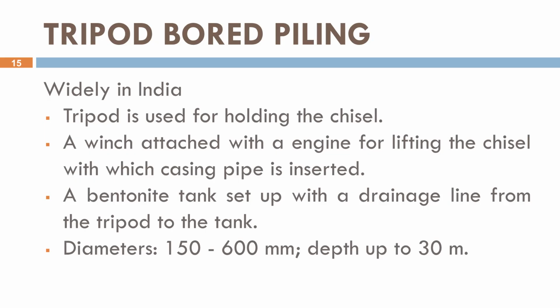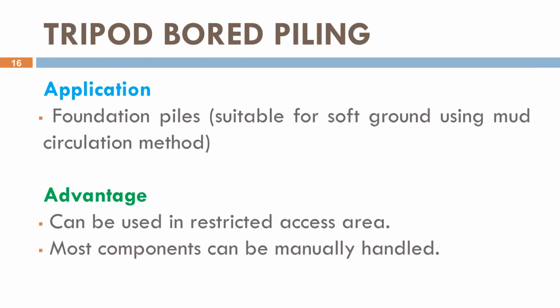Tripod bored piles generally have diameters between 150 mm and 600 mm and depths up to 30 meters. Although this method is slower than rotary piling, it remains economical for small and medium-sized projects. The tripod bored piling method is mainly used in soft soils, especially when mud circulation is adopted.